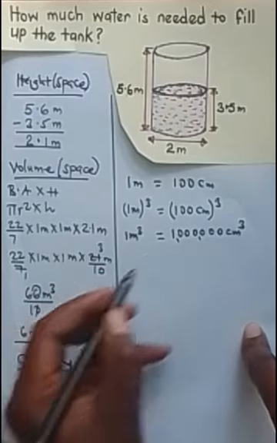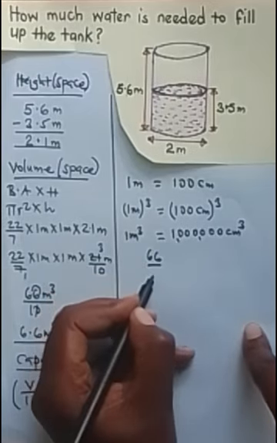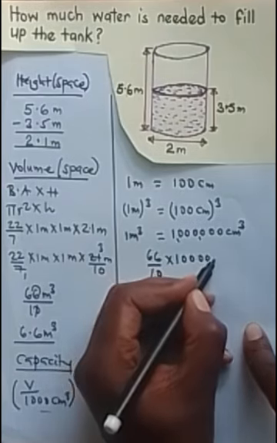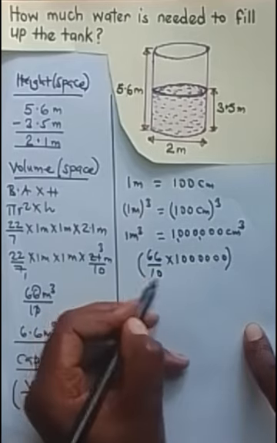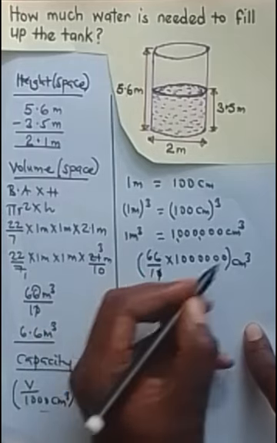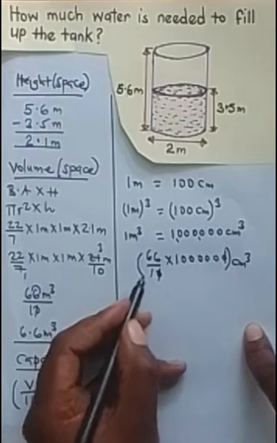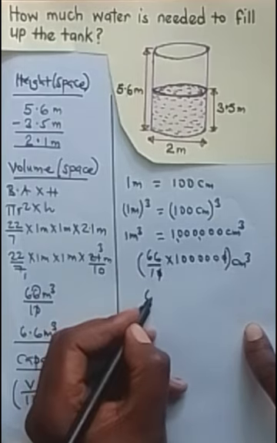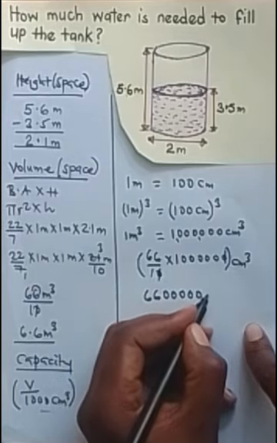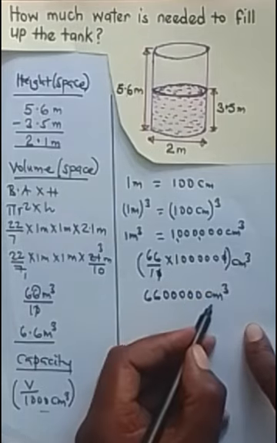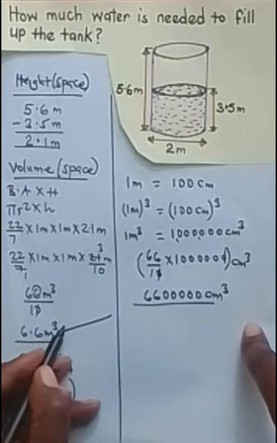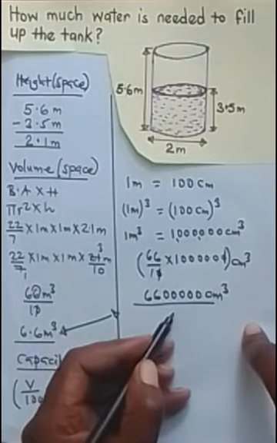So this 6.6 is the same as 66 out of 10 times 1 million. And my answer will now be in cubic centimeters. So I cancel this 0 with this 0. I remain with 5 zeros. So when I multiply with 1, I will get my 66. Then I bring my 5 zeros, 2, 3, 4, 5. And the unit is cubic centimeters. Now, I've converted my volume from cubic meters to cubic centimeters.